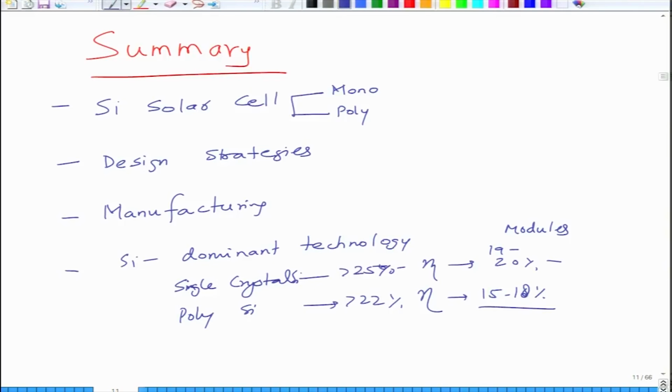In the next lecture we will talk a little bit about gallium arsenide, just to look at the basic structure of a gallium arsenide solar cell, and then we move on to second generation technologies, which are thin film solar cells. Thank you.